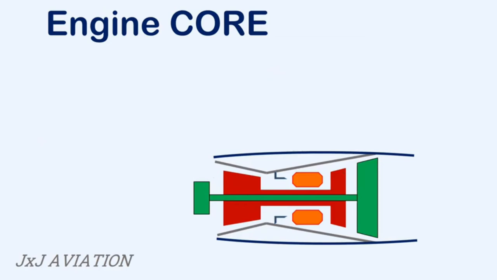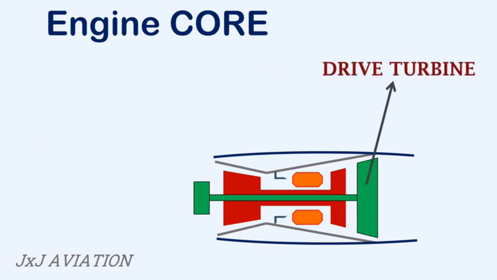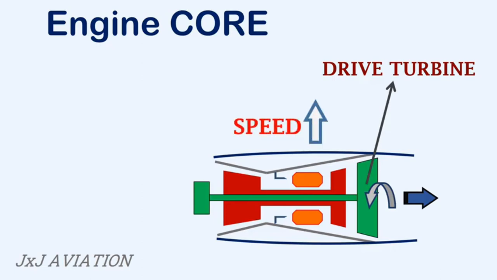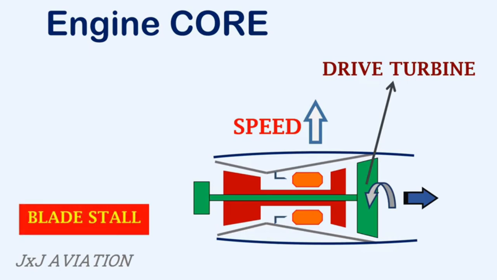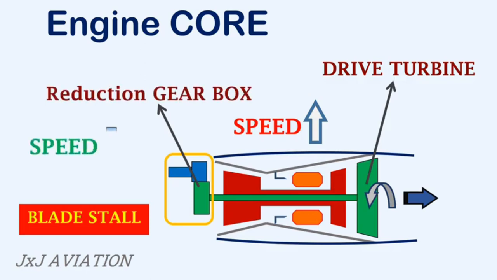On a turboprop engine, there is an additional turbine called the drive turbine. Here, the gases expand further, causing a decrease in the pressure and the rotation of the turbine. This turbine extracts almost all the pressure energy from the incoming gases, so very little thrust is generated at the exhaust. This turbine rotates at a very high speed, so it cannot be connected directly to the propeller, as this will cause the blades to stall. So the turbine is connected to a reduction gearbox. This reduces the speed of the shaft, so the propeller operates more efficiently.